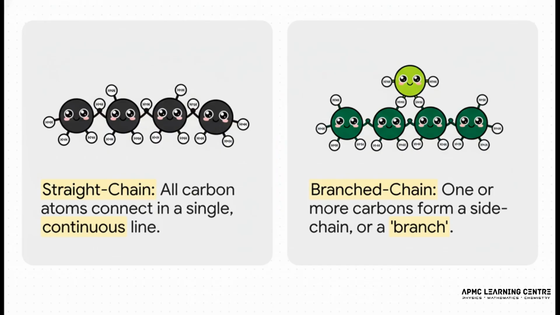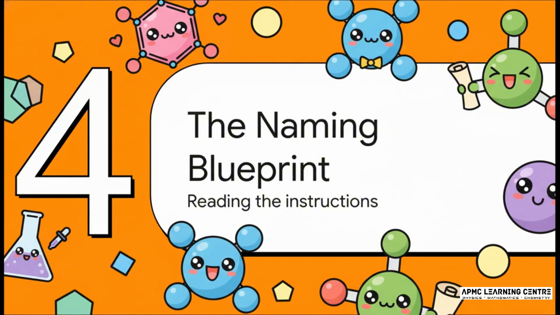You can have a straight chain where all the carbons are just in a single row, or you can have a branch chain where one or more of those carbons juts off from the main line, kind of like a branch on a tree. So if we can build all these different shapes, we're definitely going to need a way to tell them apart, right? We need a system. It's time to learn how to read the naming blueprint.